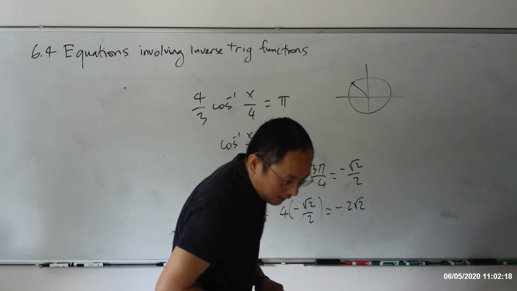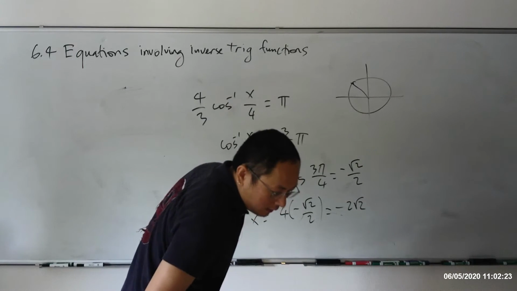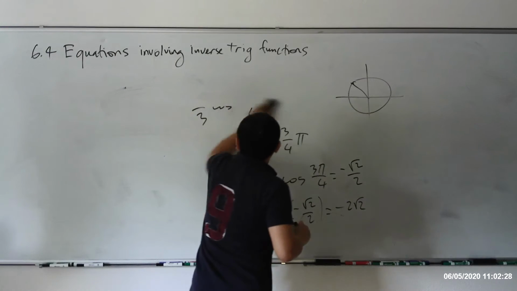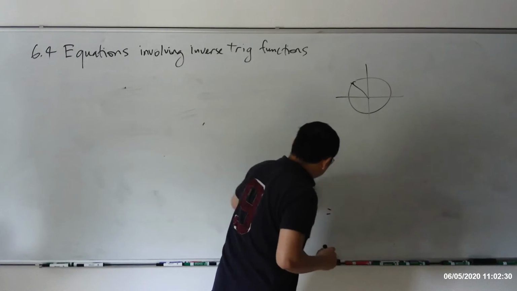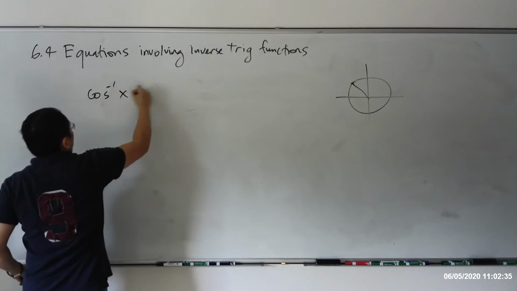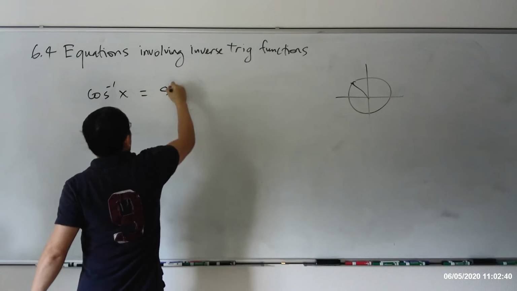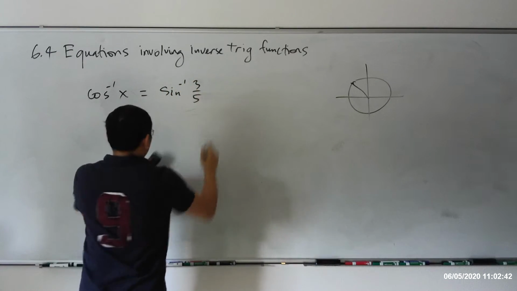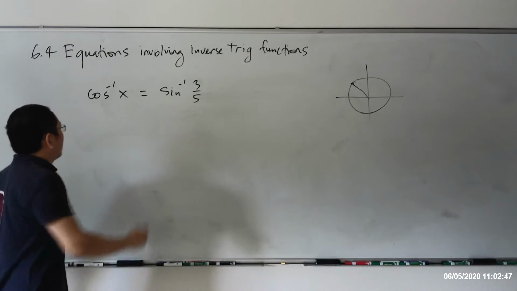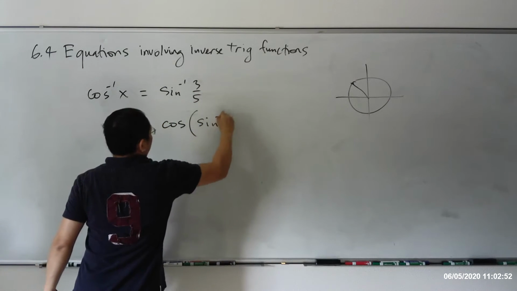Let's try something a little bit more complicated. Cosine inverse of x equal to, it's number 35, sine inverse of 3 over 5. Solve for x. Well, I see cosine inverse right here. Sine inverse of 3 over 5 is just a number. So really, x is equal to cosine of sine inverse of 3 over 5.